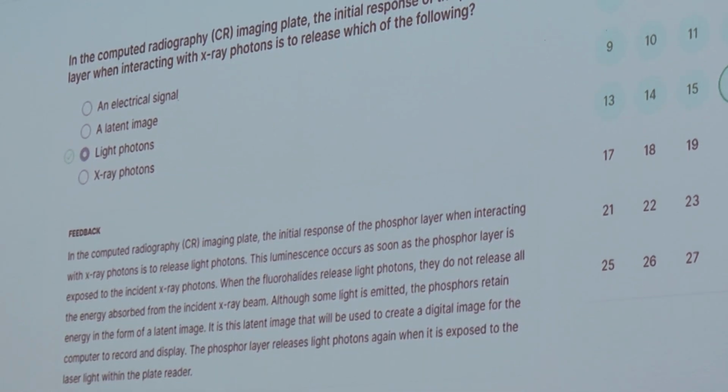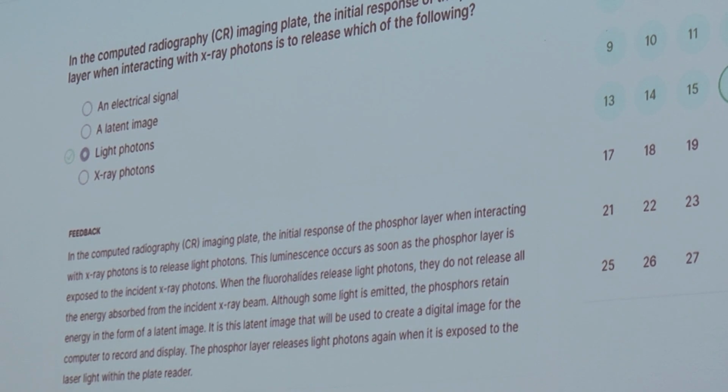Okay. So just remember, not all of our electrons are going to get trapped in that conductive layer. About how many get trapped, do you remember? About half of them, about 50% will get trapped in the conductive layer.